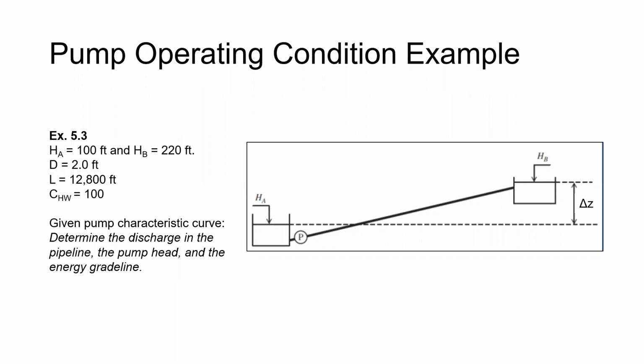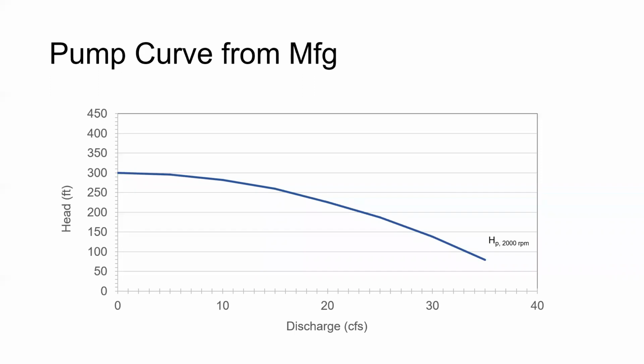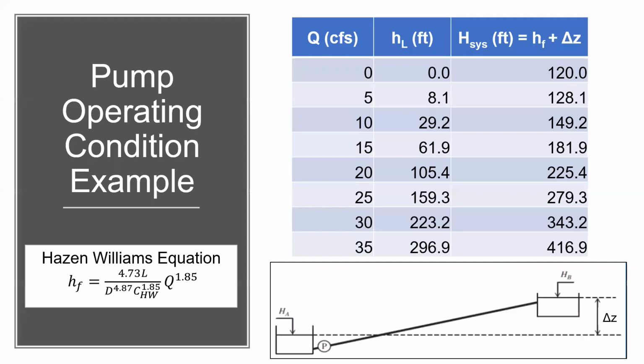We'll be given a pump characteristic curve. We'll just say, here's the pump you're going to use. Find the discharge that this pump will provide and the pump head for the system. So here's our pump curve, just something we're going to be given. In the next example, we'll have a bunch of pump curves, and we're going to figure out which one we're going to use. And then we can do our pump system curve.